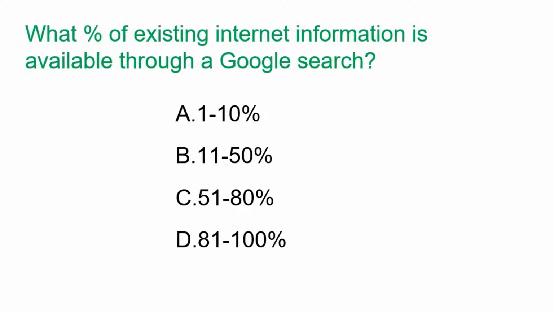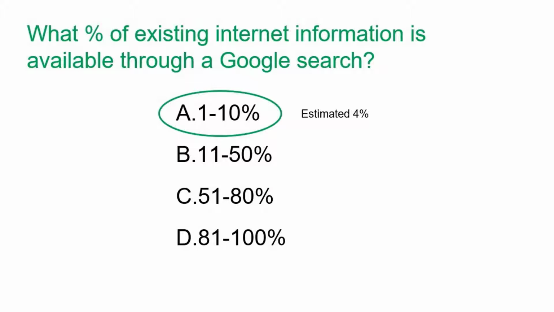So here's a question. Have you ever thought about what isn't available in a Google search? So ask yourself, what percent of existing internet information is available or findable through a Google search? Well, the answer is about 4%. So that means in a regular old Google search, we only find freely available about 4% of the information that's actually available and stored on the internet.